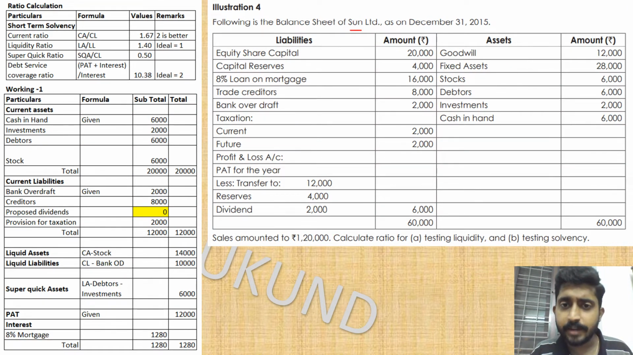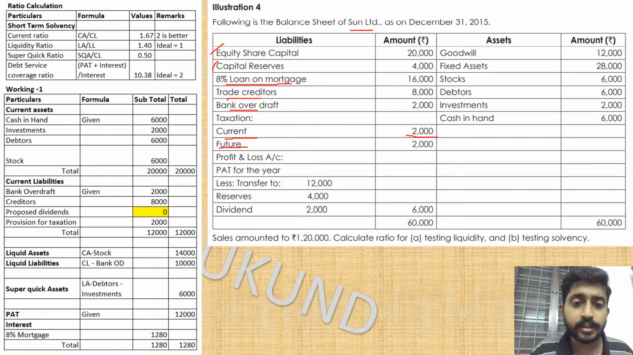There is a Sun Limited balance sheet given. Equity share capital is given. This is shareholder fund. Capital reserves is given. That is also shareholder fund. 8% mortgage loan is given. This is long-term debt. Next is trade creditors. This is current liability. Bank overdraft is current liability, but not liquid liability. Okay, taxation portion is given. Current taxes is given. This year you have to pay 2000. So this is a current liability. Future is not a current liability.